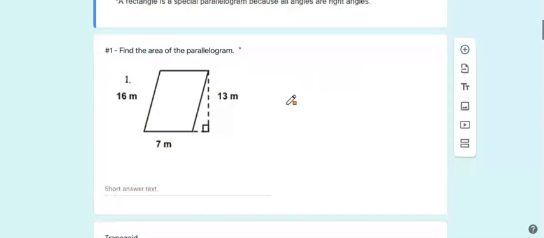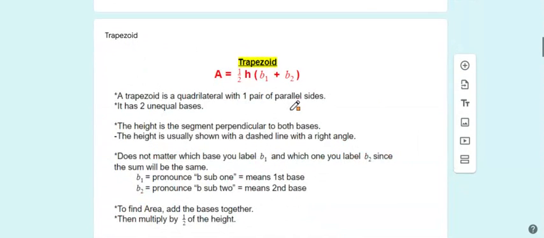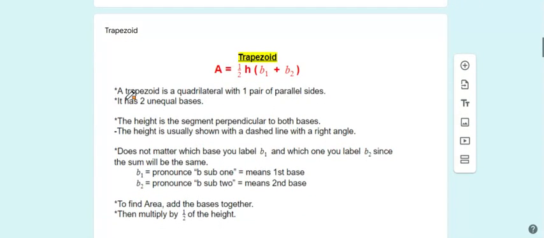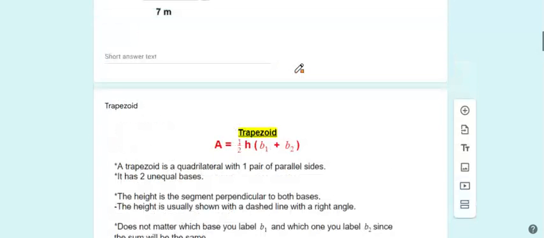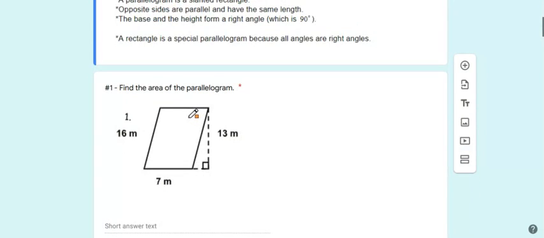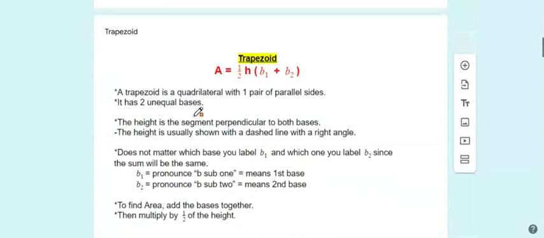Now on to area of a trapezoid. What is a trapezoid? A trapezoid is a quadrilateral, so it's a four-sided shape, a four-sided polygon, but it only has one pair of parallel sides. We know that a parallelogram has two pairs of parallel sides. A trapezoid only has one pair of parallel sides. And it has two unequal bases, so the bases are not the same length.